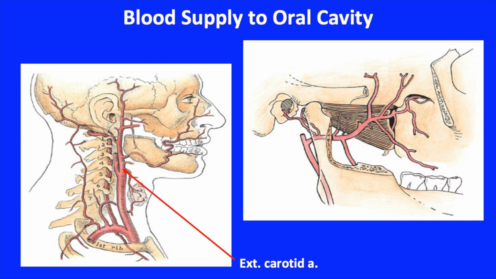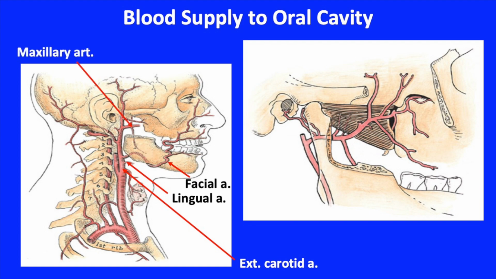We now move to describe the blood supply to the oral cavity, and for this we think of the external carotid arteries. From the external carotid, two branches will emerge, the facial and the lingual, that will deliver blood supply to the oral cavity. The facial will go mostly to the vestibule, whereas the lingual will enter the oral cavity from the floor and enter the tongue.